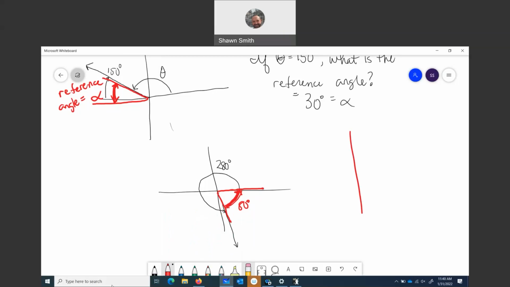If I have, let's say, one more, let's put it in quadrant 3. Now, all quadrant 1 angles are their own reference angles, right? They're between 0 and 90. So let's say this is, not 100, let's do 260 degrees. Reference angle would be from here to here. That's alpha. So here's 180. To get to 260, had to add 80, right? So that's 80 degrees is the reference angle here.